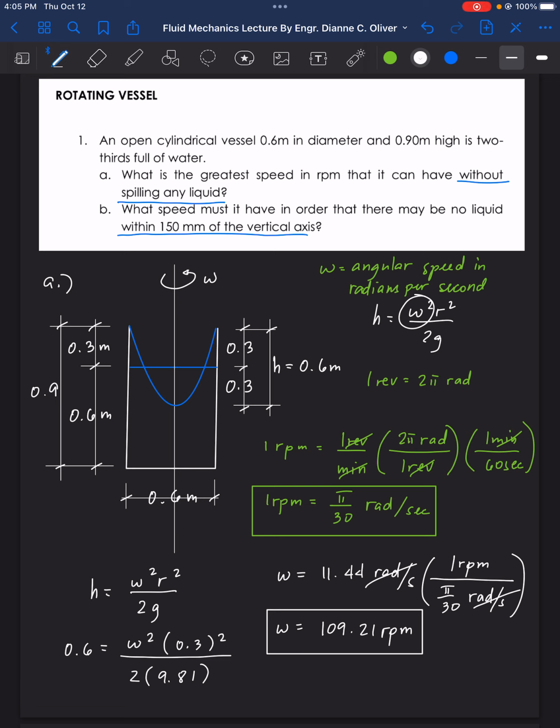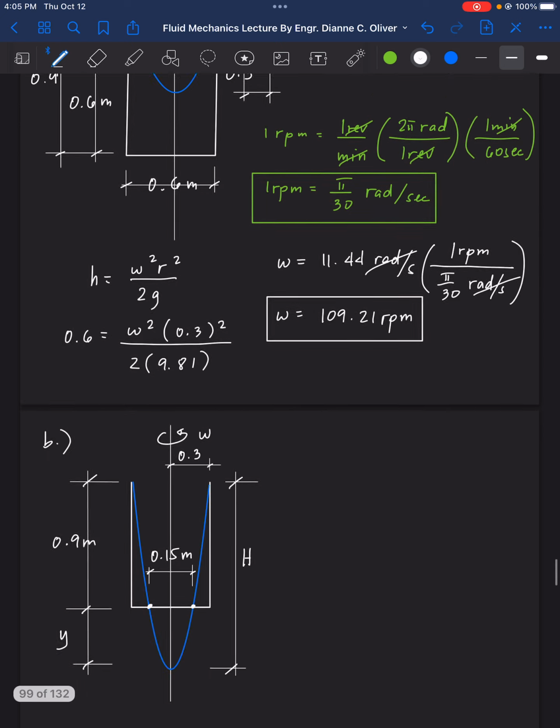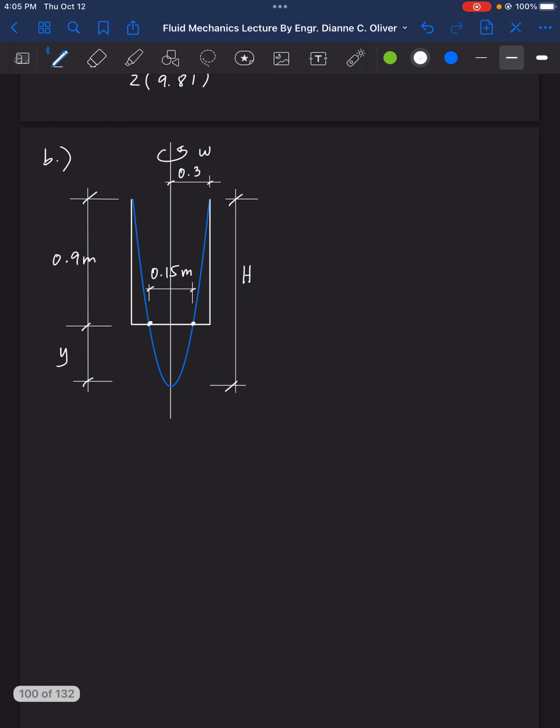So what speed must it have in order to have no liquid within 150 mm of the vertical axis? Using the formula for the smaller paraboloid, y is equal to omega squared r squared over 2g. The y here is the excess, where the radius of this is 0.075 squared all over twice of gravity.